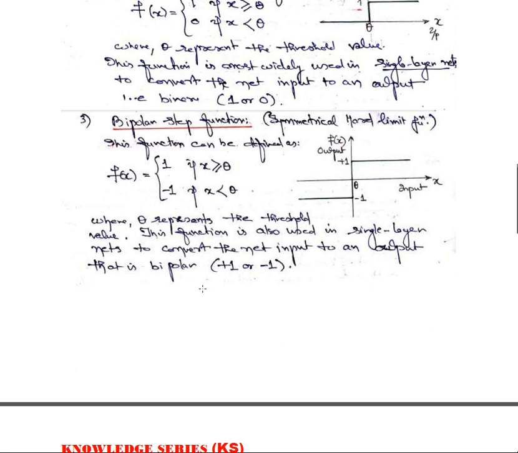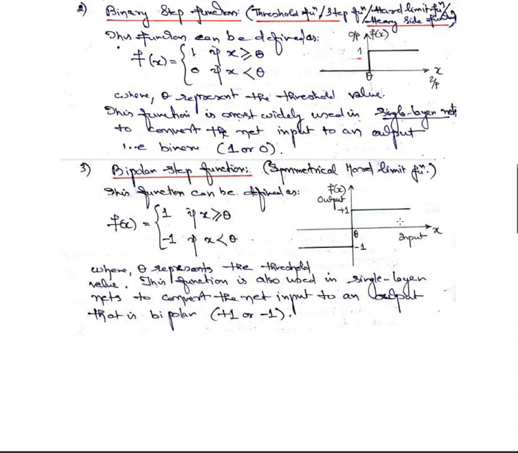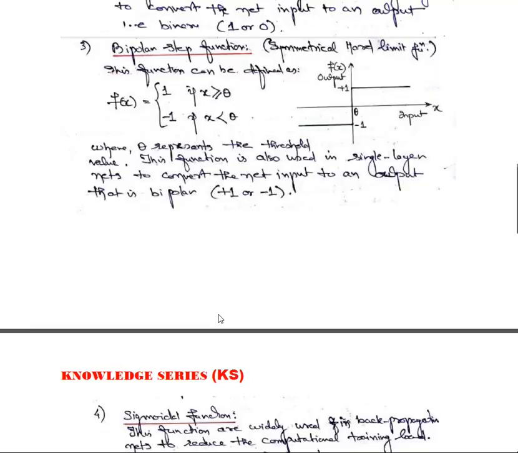Now if you look at the bipolar function, it is just like a binary function, but f of x has values of +1 and -1 instead of 1 and 0. So it is exactly like the binary step function. When x is greater than theta, it produces +1, and when it is less than theta, it produces -1. So this function is also used in the single layer network.